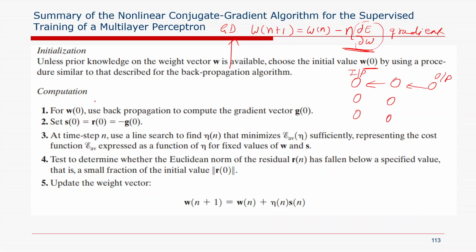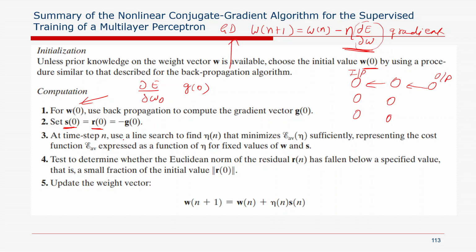and then the algorithm steps in the conjugate gradient are, that is, with W(0), use the backpropagation algorithm to compute the gradient vector. That is, once we know W(0), compute this gradient. This is the rate of change of error with respect to the initial weights that we have. This is going to become g(0), the gradient vector. And now set the search direction s(0) and the residual r(0) to the negative of that particular gradient, minus g(0).